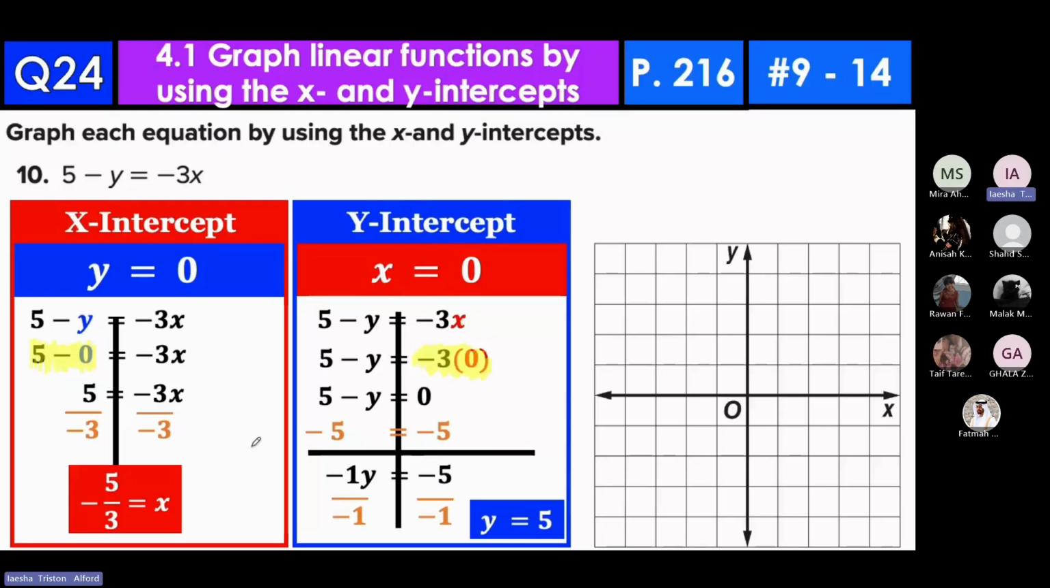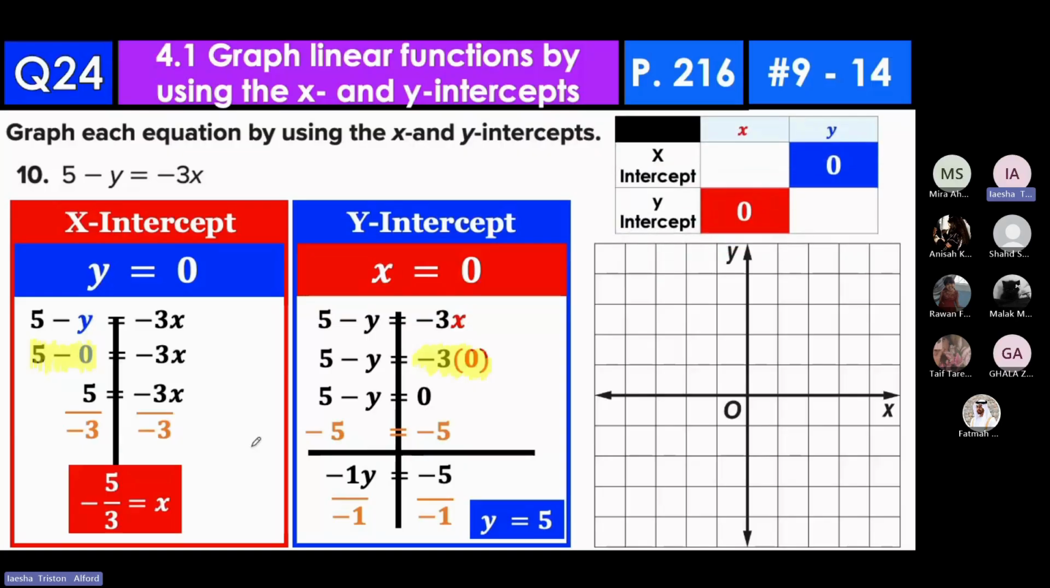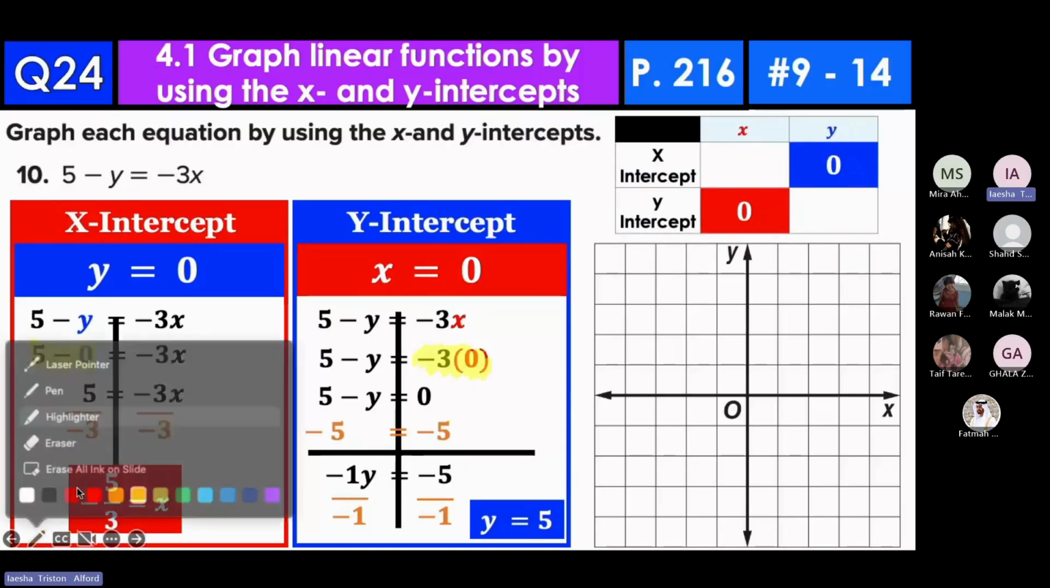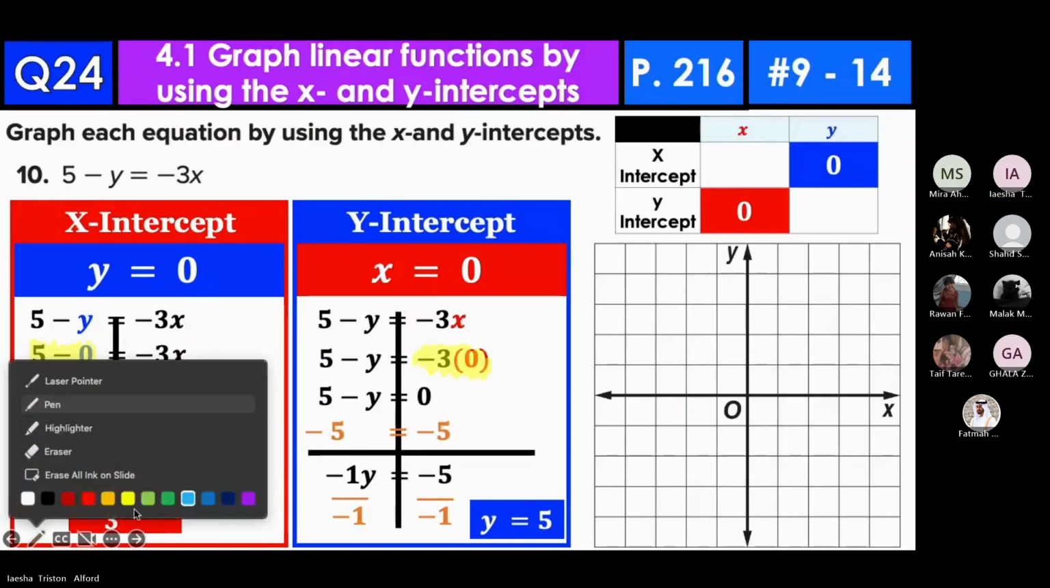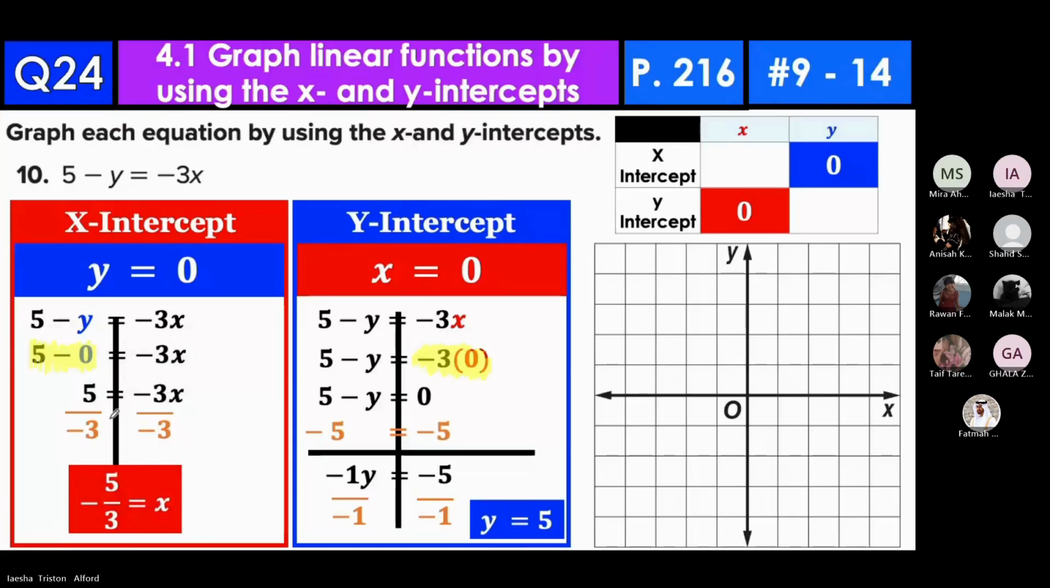After you do the x-intercept and the y-intercept, it's time to make the graph. So what number is our x-intercept? Negative 5 over 3. If you get a fraction, you have to change it to a decimal to put it in the graph. So I'll say it again. If your answer is a fraction, when you're ready to put it in the graph, you need to make it a decimal so that you know where to put the number. So this number is negative 1.67.